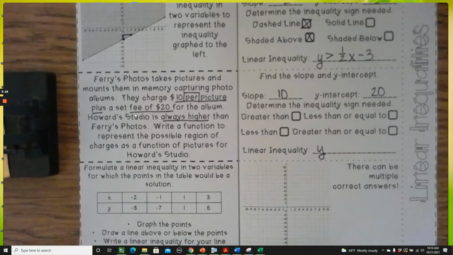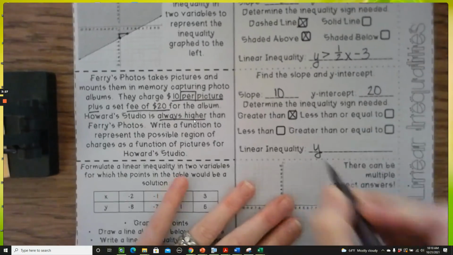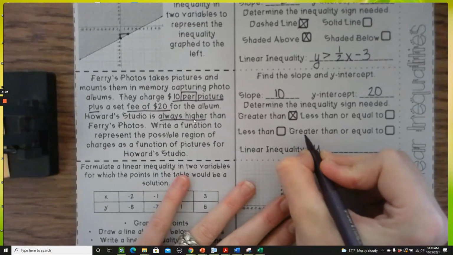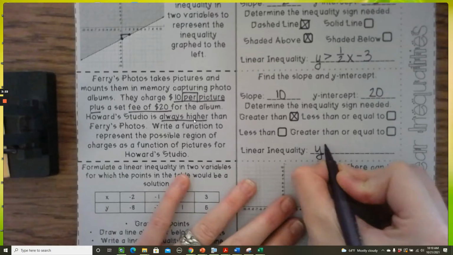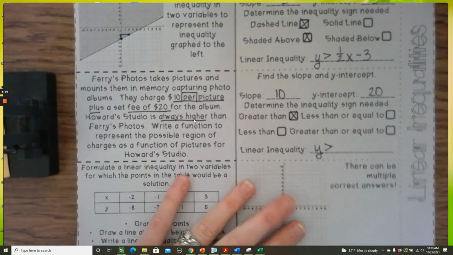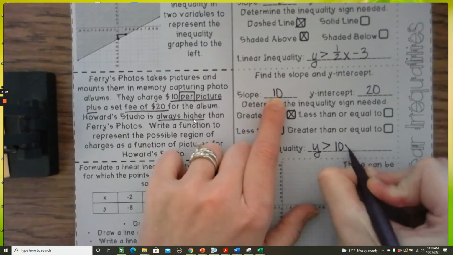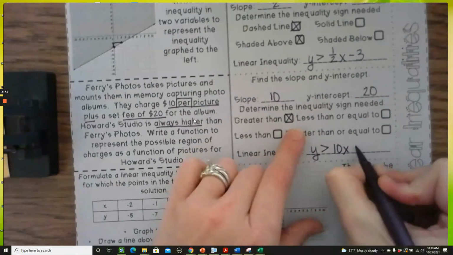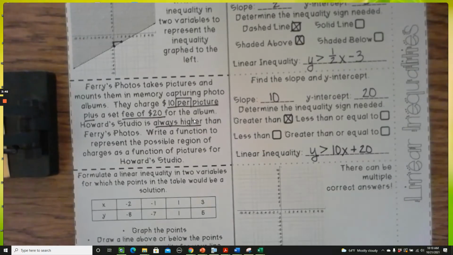So here's what it says. Howard Studio is always higher. So that means we're going to need the greater than symbol because it's not going to be greater than or equal to. It's always higher, so it's never going to be equal to. So Howard's or y is going to be greater than, okay, our slope, then the x, then our y-intercept. Word problems are probably the toughest of these situations to write an inequality for.